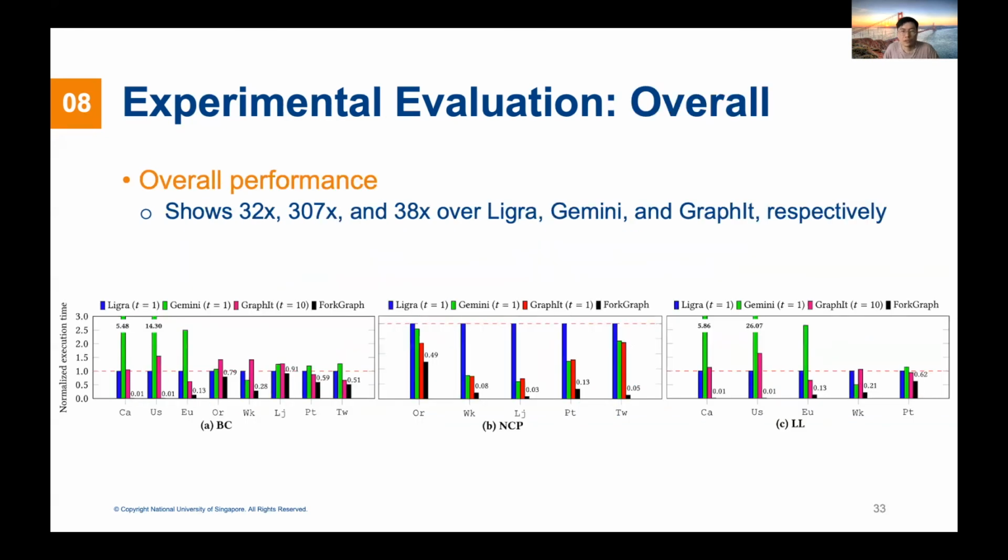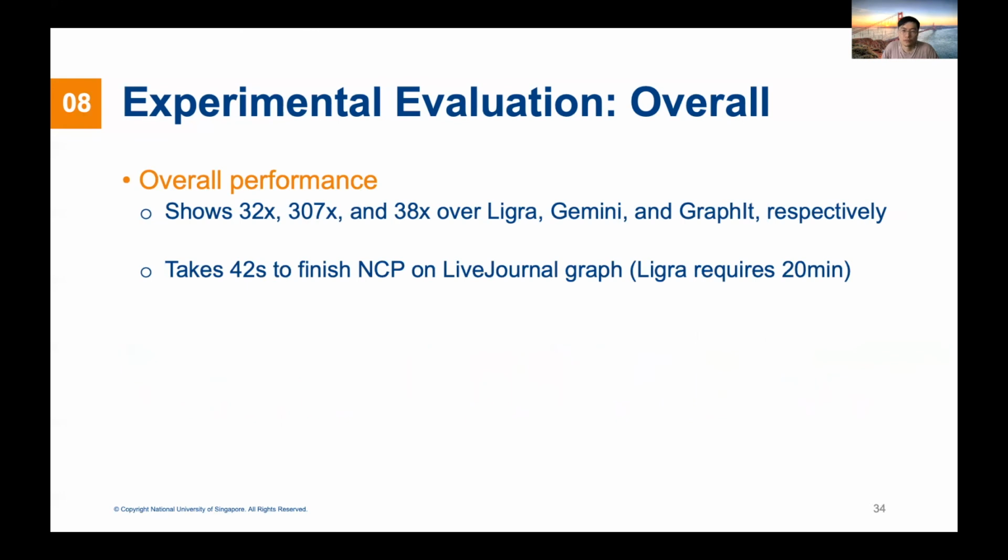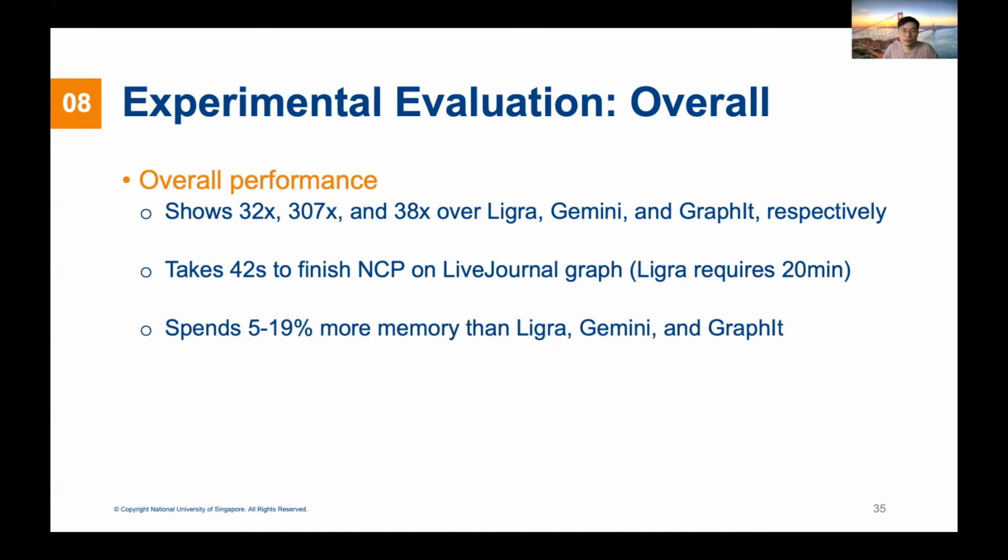Overall, ForGraph shows more than 30 times speedup on average over the other systems, and it shows low latency in handling graph analysis tasks. For example, it takes ForGraph 42 seconds to finish network community profile analysis on the LiveJournal graph, while Ligra requires more than 20 minutes. The buffer requires additional space, and ForGraph only uses 5 to 19 percent more memory than other systems.